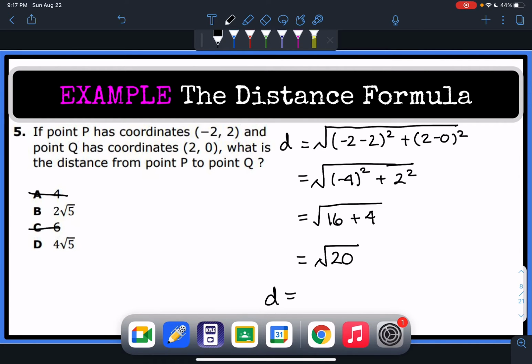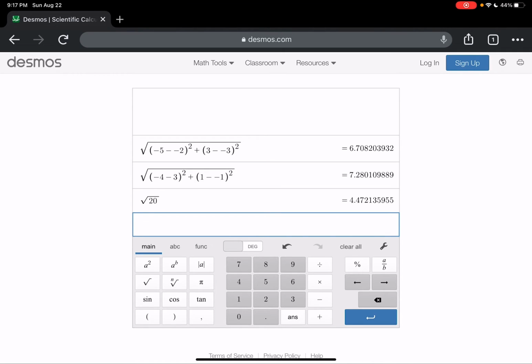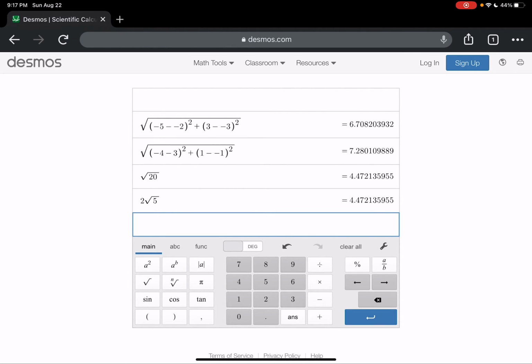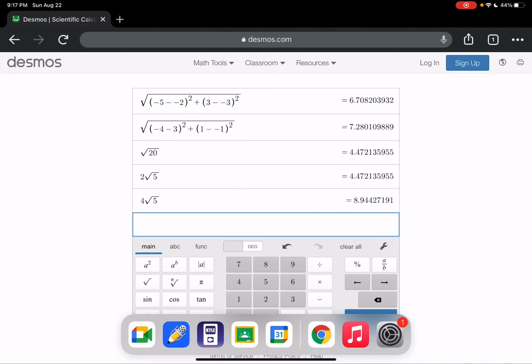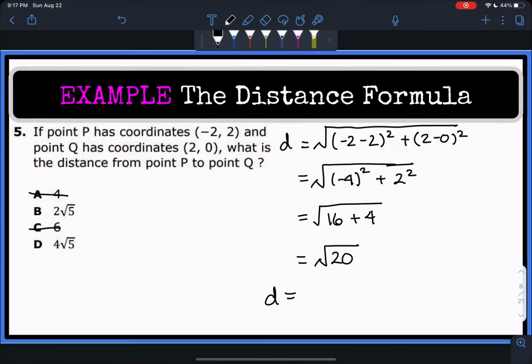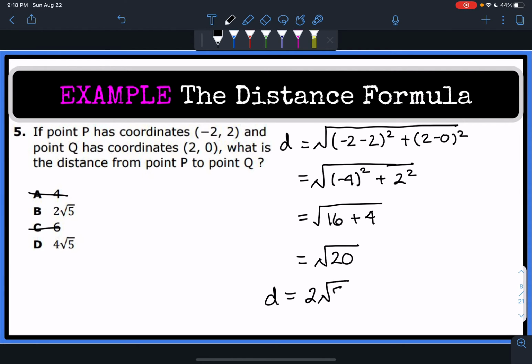So let's see what the decimal approximation is for the square root of 20. So the square root of 20 is approximately 4.47, and 2 times the square root of 5 is equal to the exact same number, while 4 times the square root of 5 is equal to 8.94. So the square root of 20 is the exact same thing as 2 times the square root of 5. So there's our answer. So 2 times the square root of 5. So letter B would be the correct answer.